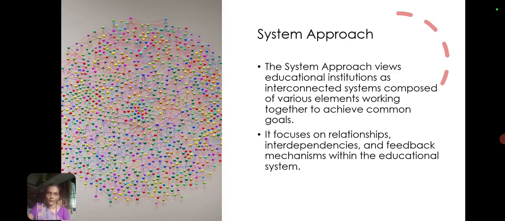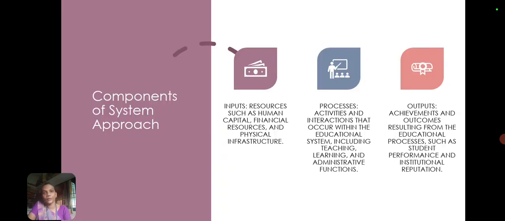So next one is the system approach. In the sense of an educational institution, the system approach is a systematic thing, like interconnected systems, connected through a complex network, with various elements working together to achieve one common goal. It focuses on relations, interdependencies, and feedback mechanisms. The behavioral approach does not involve a feedback mechanism, but in the system approach we can get a feedback mechanism. Next are the components of a system approach.